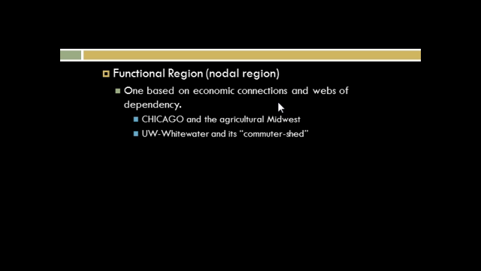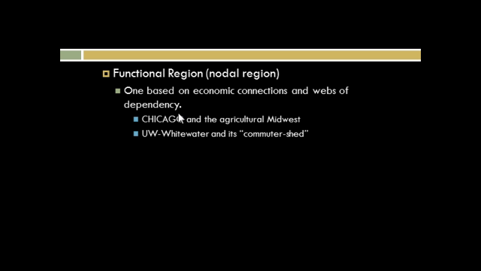Just as was the case with regard to formal region, the concept of the functional region has another name that it goes by. Sometimes functional regions are also called nodal regions, but to be consistent, throughout the course of the next 3 weeks, I will consistently refer to this type of region as a functional region. Now, a functional region is entirely distinct from a formal region. Whereas a formal region is based on internal homogeneity, a functional region is instead based on economic connections. Another way of putting that is webs of dependency.